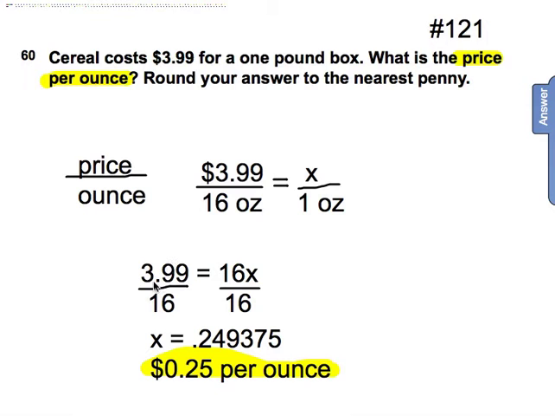If we cross multiply, we get $3.99 equals 16x. Divide by 16 on both sides, and we get this decimal, 0.249375. Now, the question asks about cost. I've never seen cost look like this, so we're going to round it to the nearest cent. Cent is the hundredths place, which would be where this 4 is. We look next door to decide if it rounds up or stays the same. The 9 will cause it to round up, so our answer is 25 cents per ounce.